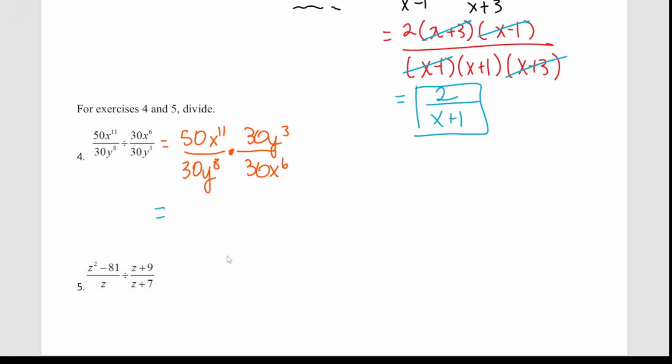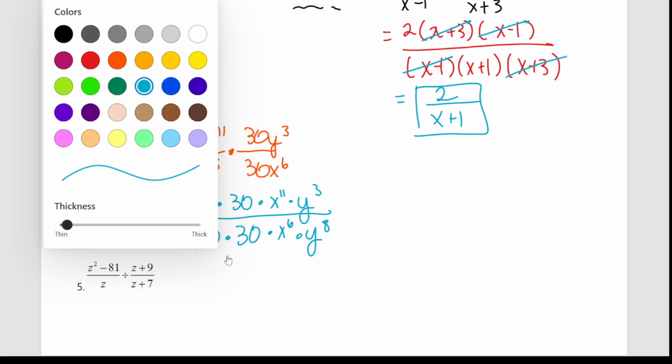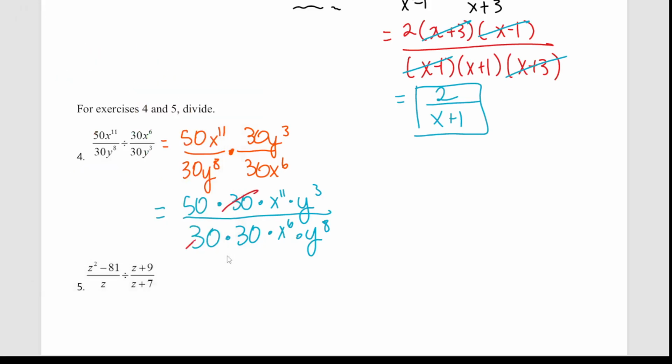Then I would multiply across the top, multiply across the bottom, and I would start to note where things would simplify. So if I have 50 times 30 times x to the 11th times y to the 3rd up top, which is all four terms that you got, over 30 times x to the 6th times y to the 8th, which is all four terms that you have on the bottom. When we have 30 divided by 30, that will divide to make 1. When I have x to the 11th divided by x to the 6th, that will divide to make x to the 5th in my numerator.